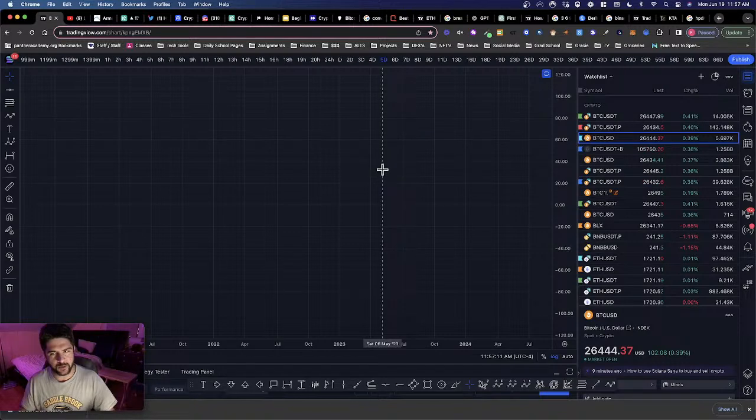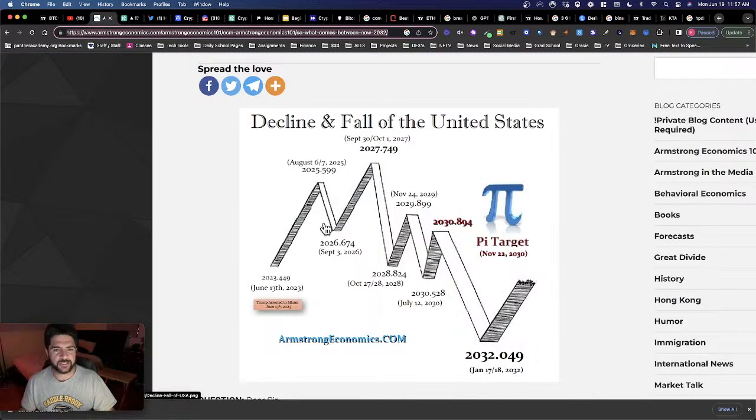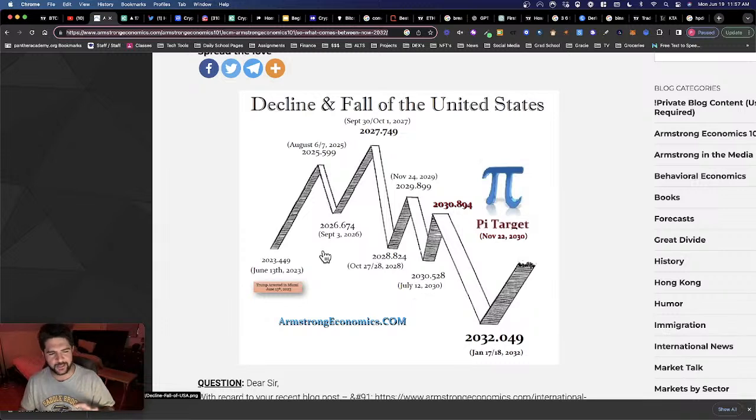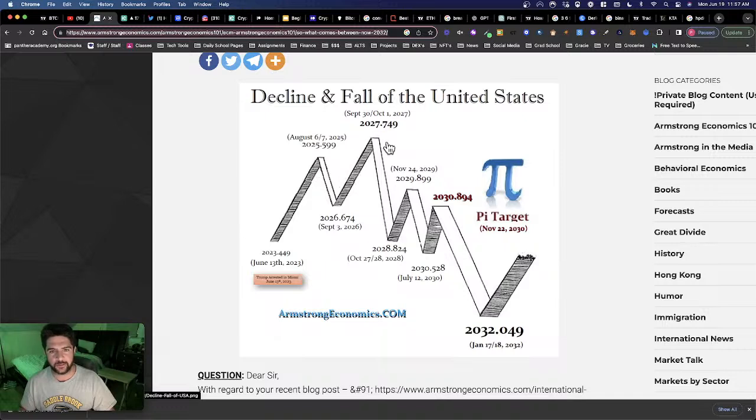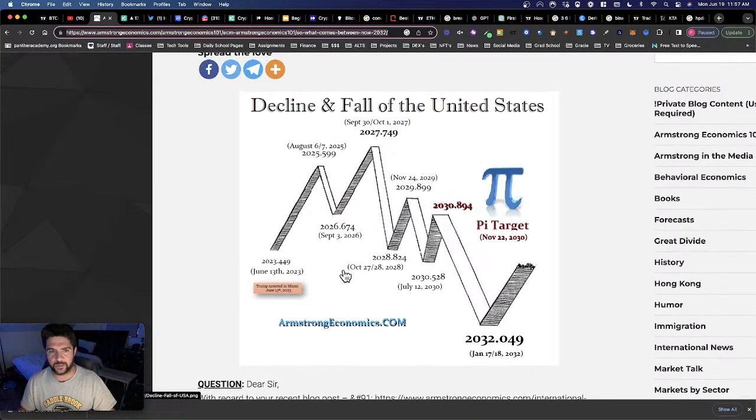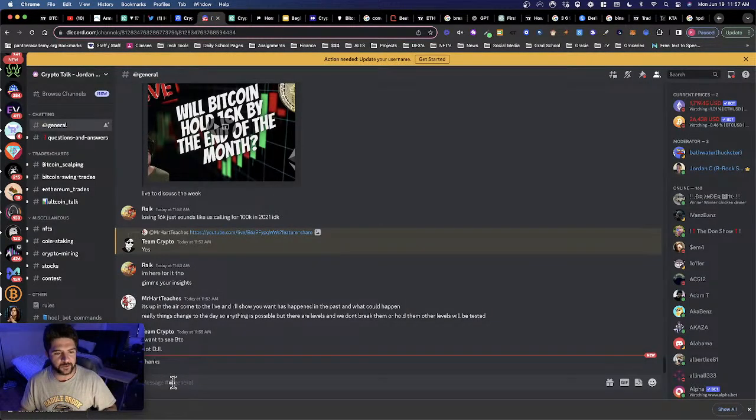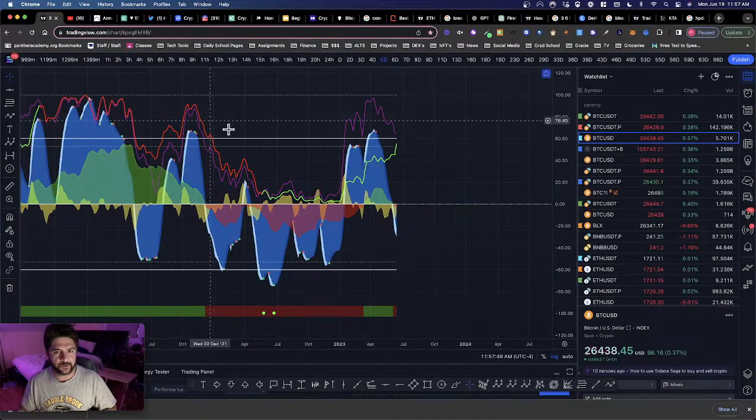Loading. While that's loading, take a look at this. If you haven't seen this, this guy uses Pi to predict market cycles and stuff like that. And this is confidence: 2023 into 2025, confidence in the United States will be good, and it looks like we're going to be topping out around 2027. These are good things, as far as this guy's system and the way he uses it. His name is Armstrong Economics. I'll put this in the Discord in case you want to take a look at it at some point.